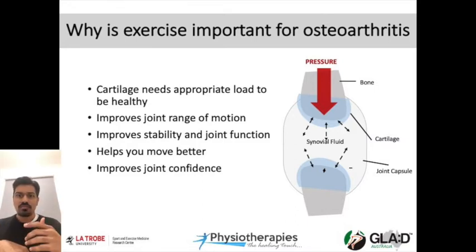Now, if you remember again from the first slide, each and every part of the joint gets the blood supply and the nerve supply except the cartilage. So the cartilage actually relies on that pumping action to replenish that nutrition into the cartilage itself. But as soon as the cartilage gets replenished, or the exercises are happening in your joints, it also improves the flexibility of the joint. It improves the range of motion of the joint. It helps you to improve that stability and the joint function.